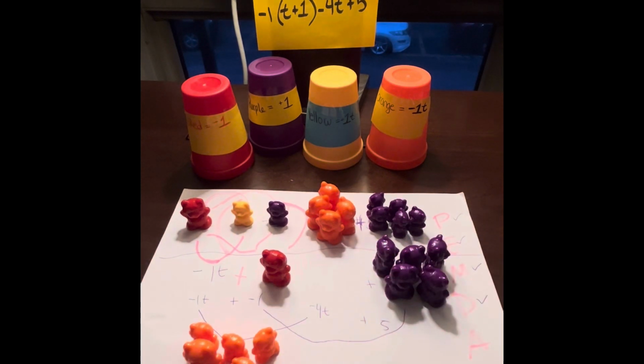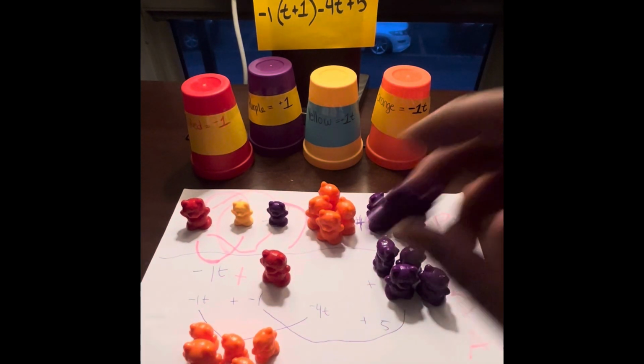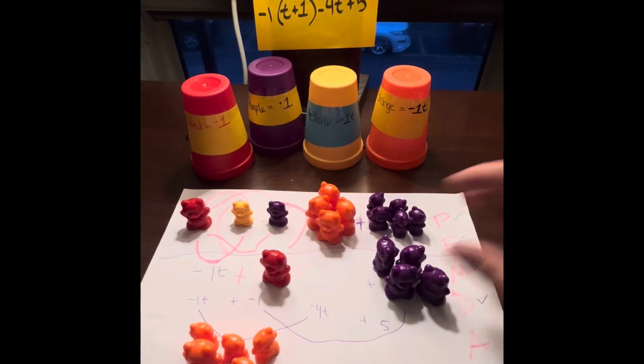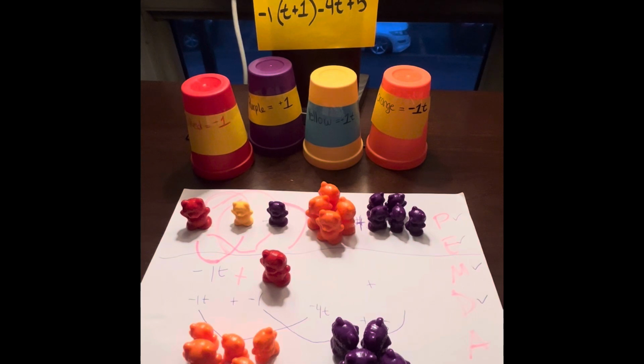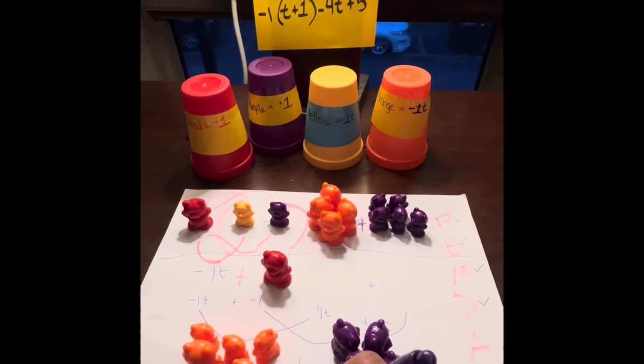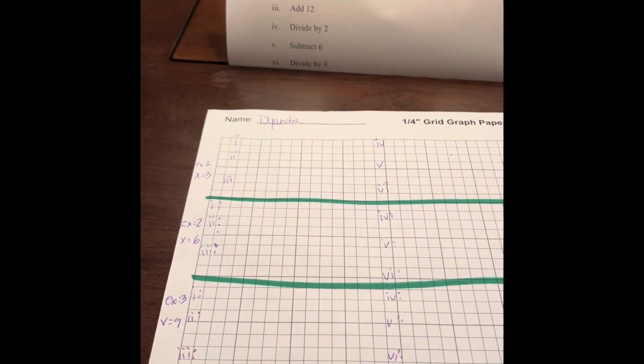So we're going to now use 4 of these bears. We're going to take one out because that's our negative. So the equation simplifies all the way down to negative 5t plus 4. And that would be combining like terms.